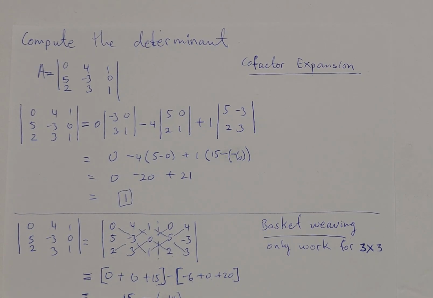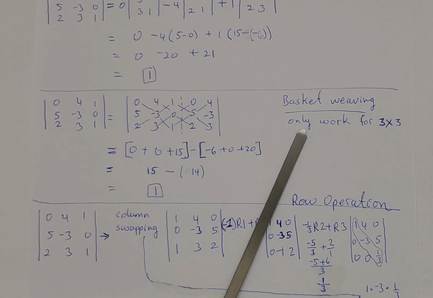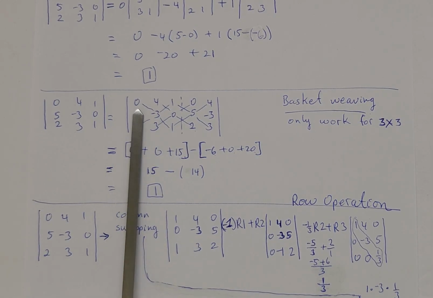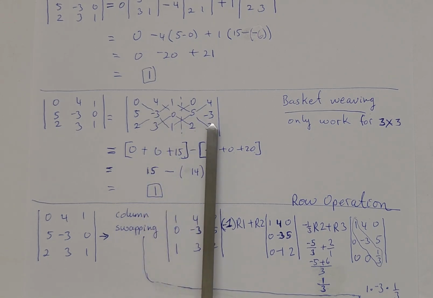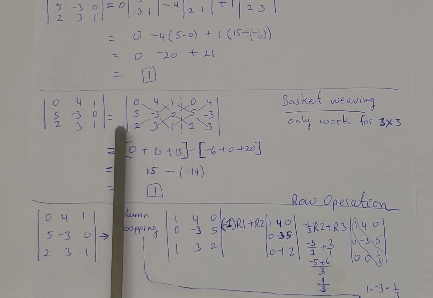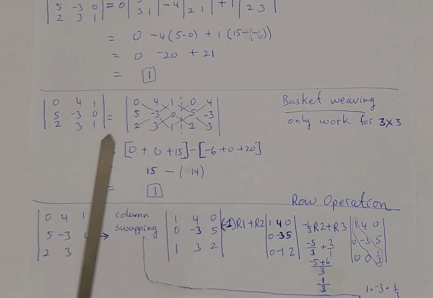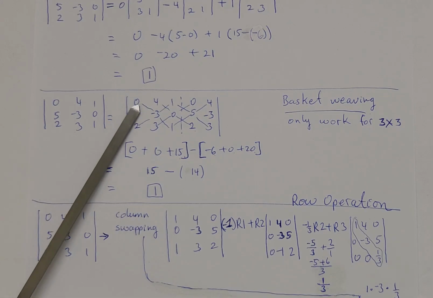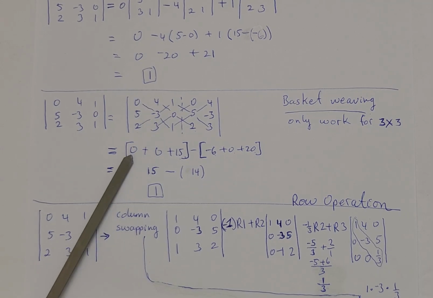Next, the basket weaving. Same thing, basket weaving only works for 3 by 3. So take the first column, bring it to the right side, take the second column, put it on the right side. So first column here, second column here. Just copy and paste to the right side. Start on the left, so 0, -3, 1. If you multiply 0 times -3 times 1, that's the 0.